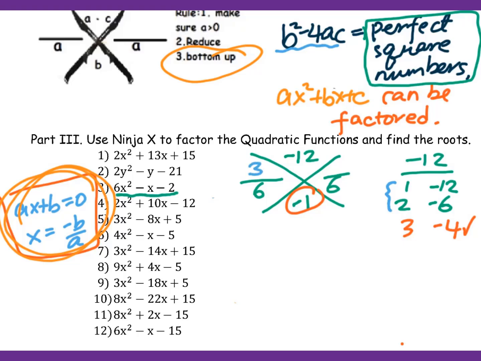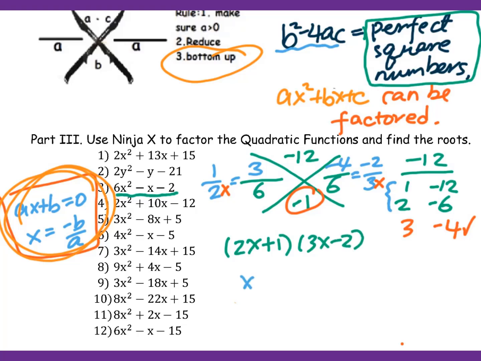Just write down here it's 3. This is negative 4. Then reduce. You will get the 1 over 2. This part is negative 2 over 3. Then put the variable here, bottom up. You will get the 2x plus 1 and a 3x minus 2. Therefore, the roots: x1 equals opposite of this number, negative 1 over 2. x2 equals opposite of the number over 3, so 2 over 3.